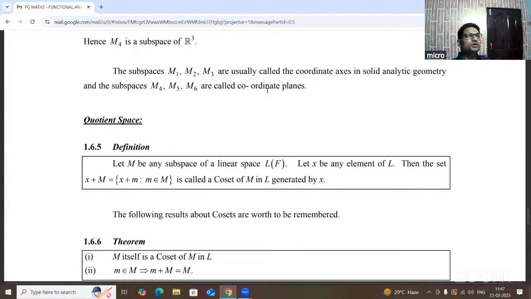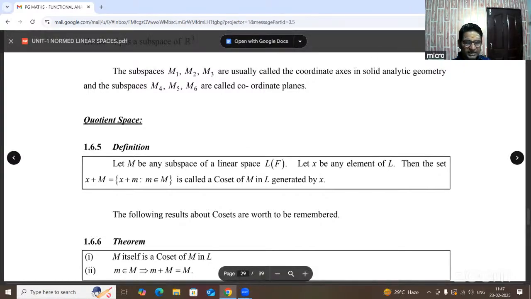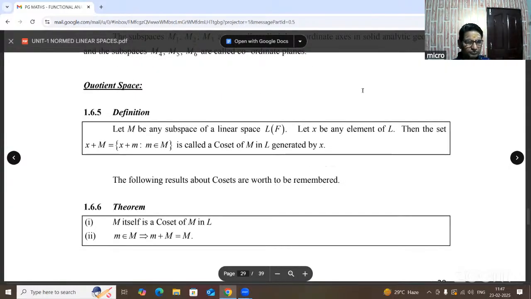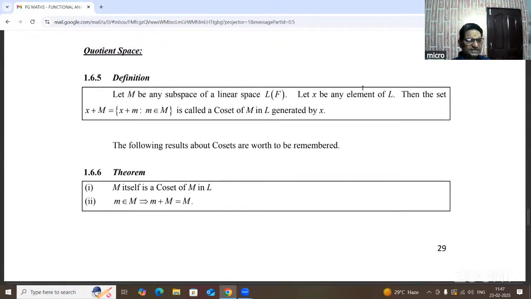Now, what is the quotient space? Please stay on the line. This concept we have learned in linear algebra at UG level, and in group theory and ring theory in the algebra paper. These concepts are in the algebra and analysis papers, so don't deviate here. What is the quotient group? What is the quotient ring?